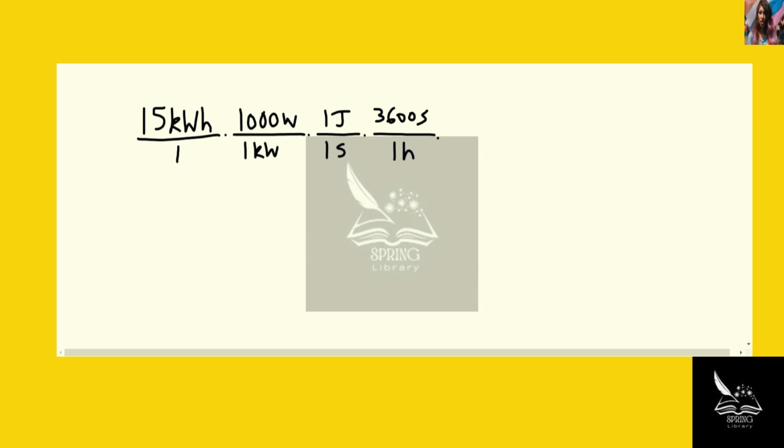And now we can convert that final energy unit from joules to kilojoules by dividing by 1,000 joules. And so that comes out to about 5.4 times 10 to the fourth kilojoules of energy required to produce 1.0 kilograms of aluminum.